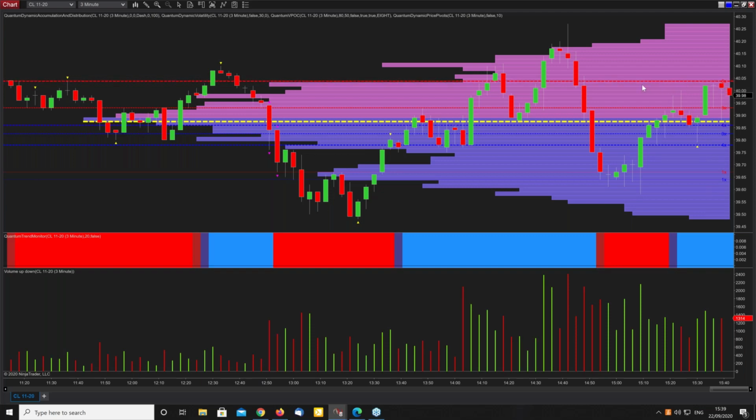Then we've got resistance coming into play. We've got this red dashed line on the accumulation distribution indicator. It's capping off that effort to rally through there. You probably can't see it, but there's a little number 5 here. So that means that this level has been tested and held 5 times, so it's pretty strong. The wider the line, the stronger the level.